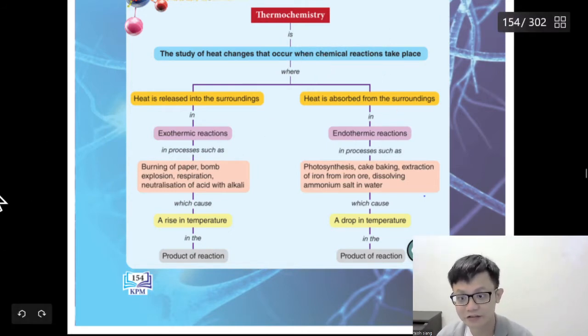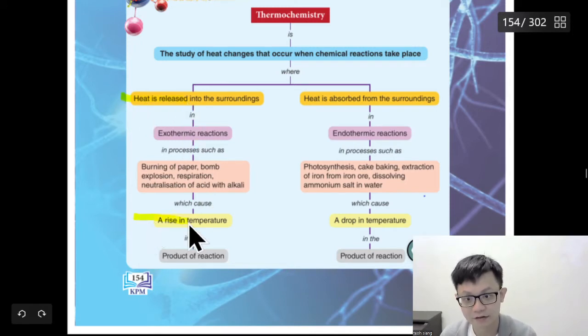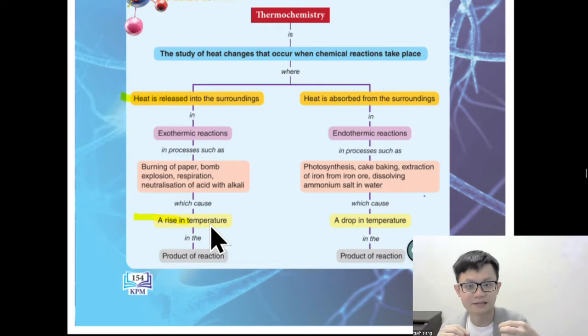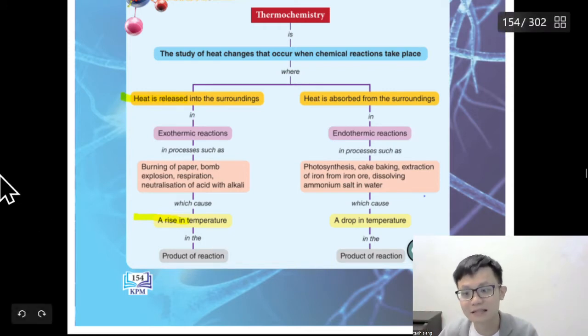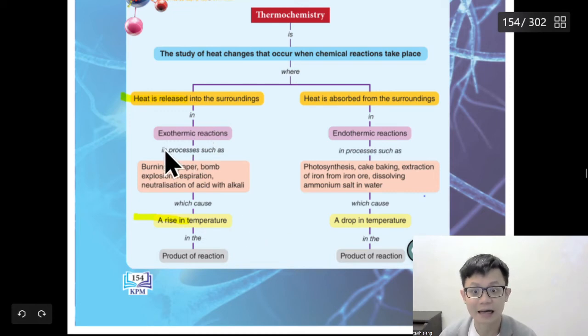This one we always must remember. Exothermic is heat is released to the surrounding. For example, this is the number one I remember: heat is released and a rise in temperature. It means the temperature will go up, whether 0 to 100, 99 to 100, or 97 to 98. It means the temperature is ascending. As long as the temperature goes up, it is exothermic.